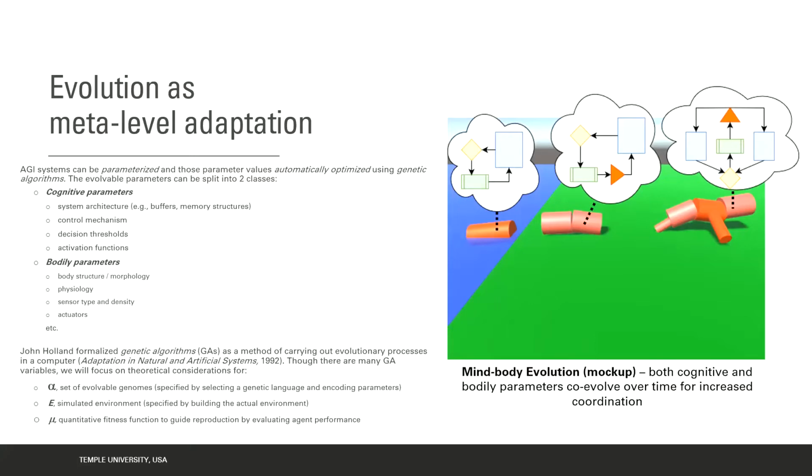And so on the right, I have a little mock-up here of visualizing the co-evolution of both cognitive and bodily parameters. And as different species evolve, these parameters actually work together and co-evolve to improve coordination.